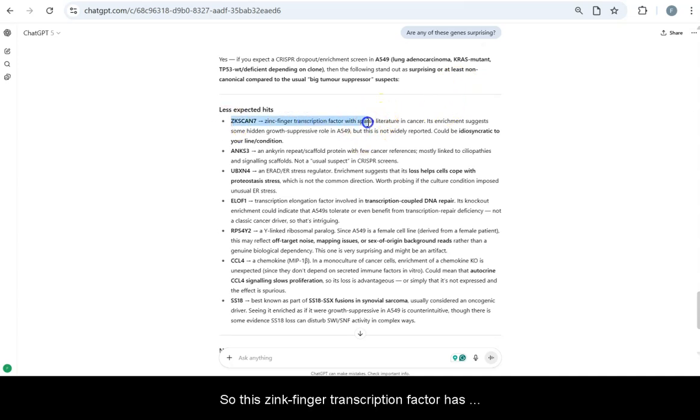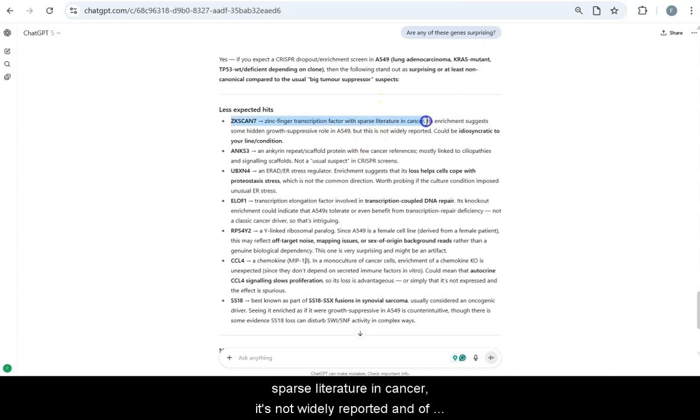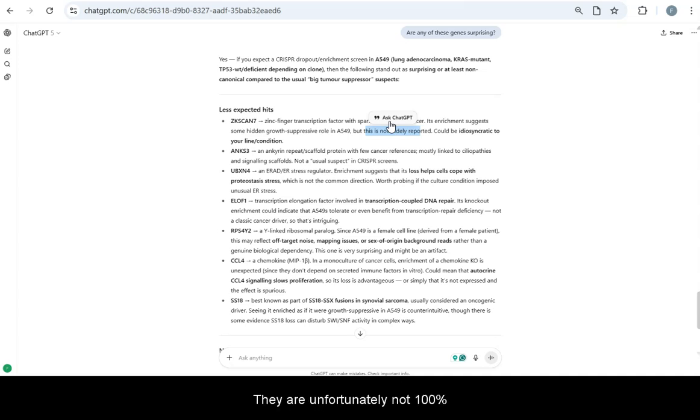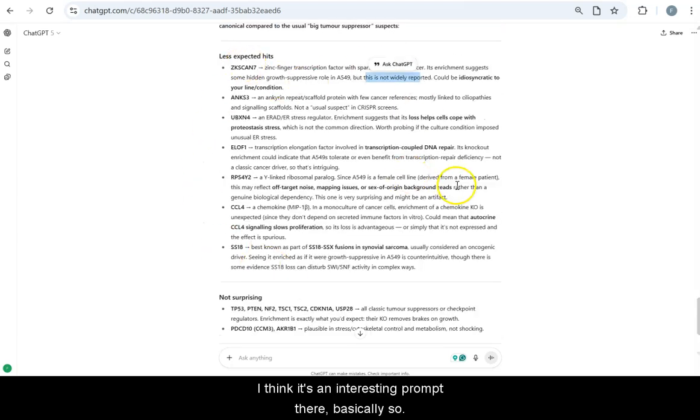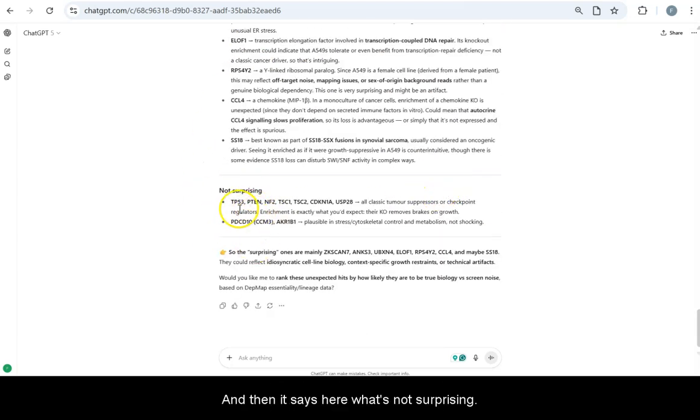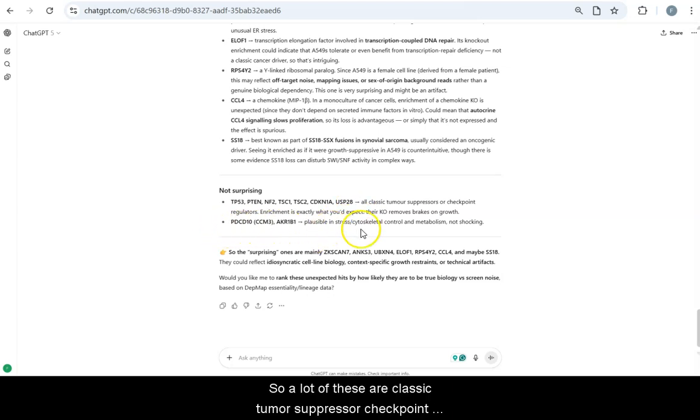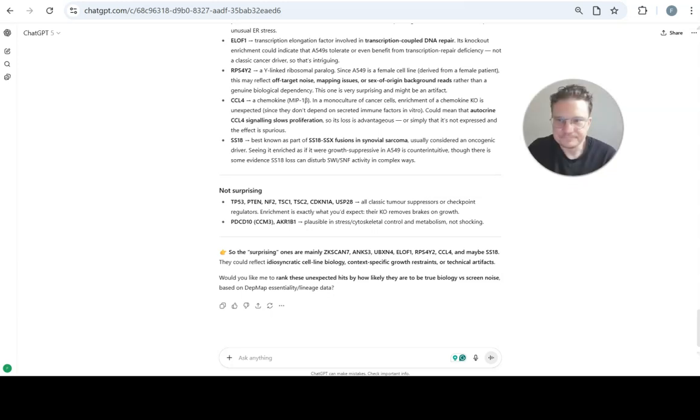So this zinc finger transcription factor has sparse literature in cancer. It's not widely reported. And of course, if people haven't worked on it, that could also be an indication that it's not true, right? I mean, you need to validate hits in CRISPR screens. They are unfortunately not 100% validated, all the hits, right? I think it's an interesting prompt there, basically. And then it says here what's not surprising. So a lot of these are classic tumor suppressors, checkpoint regulators, etc.